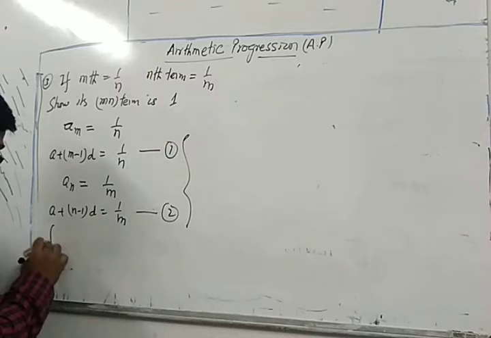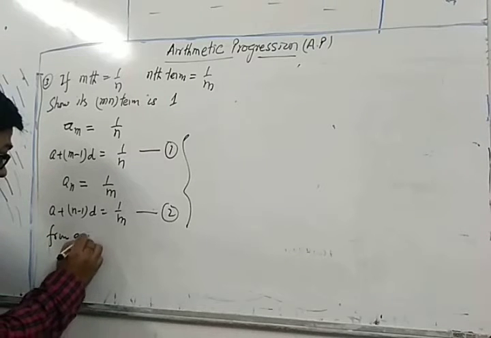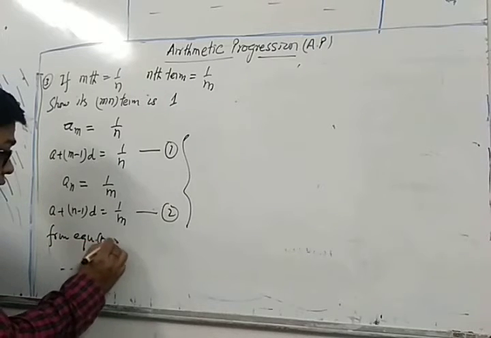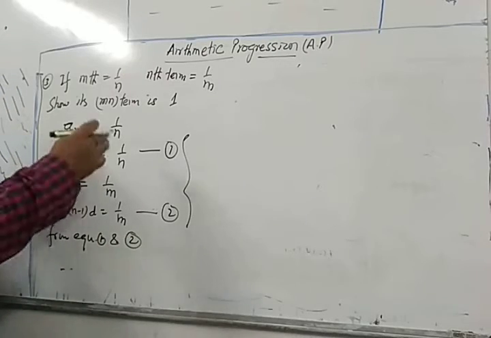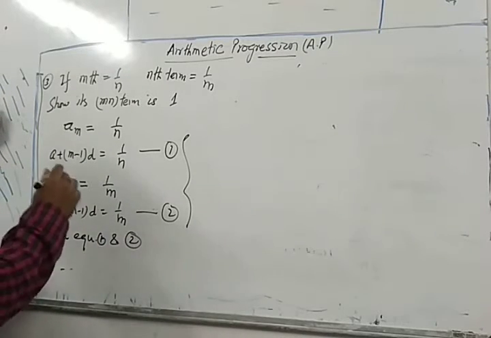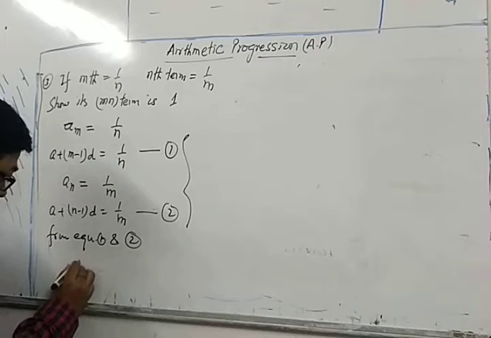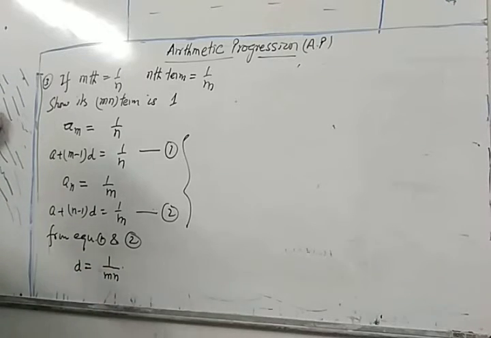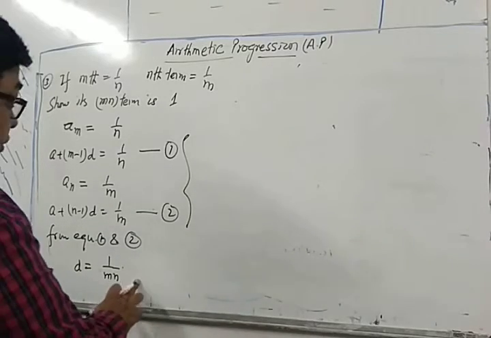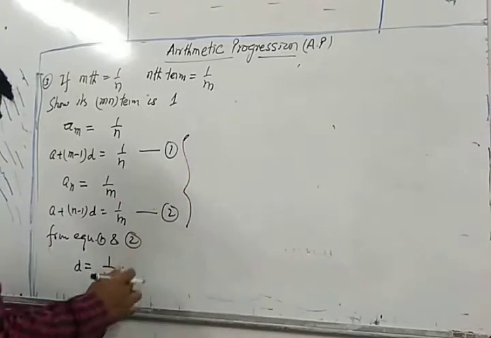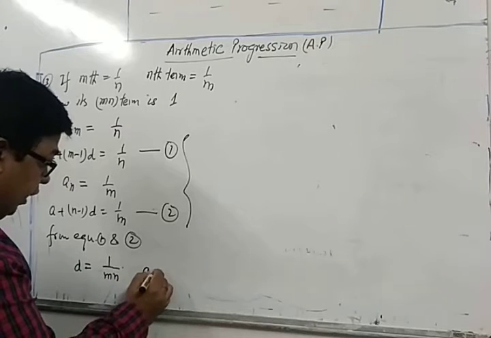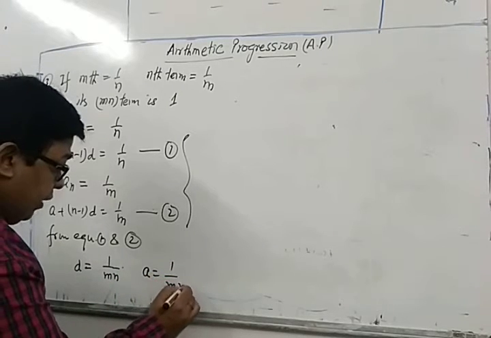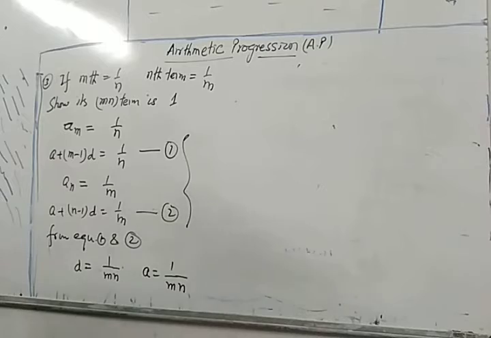Now from equation 1 and 2, subtracting equation 2 from 1, in this way you will get the value of d, which is 1 upon mn. Now after that we will put the value of d in any one, then we will get the value of a, which is also 1 upon mn.